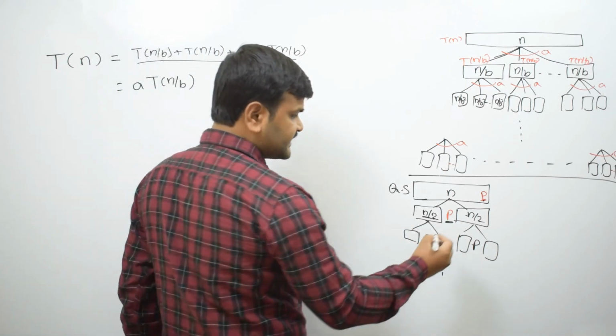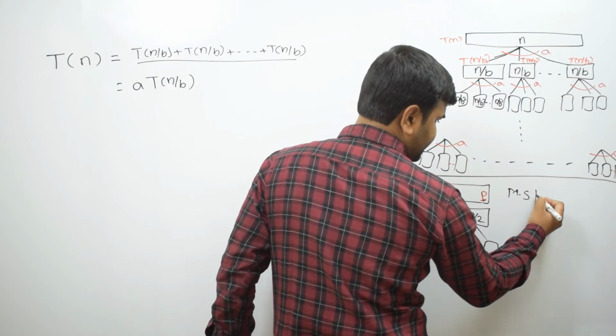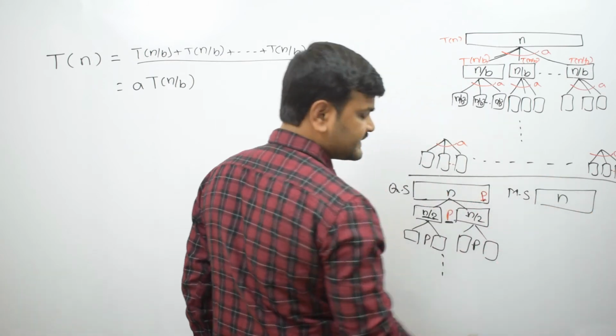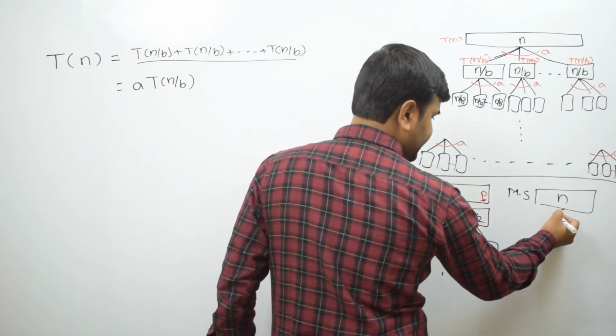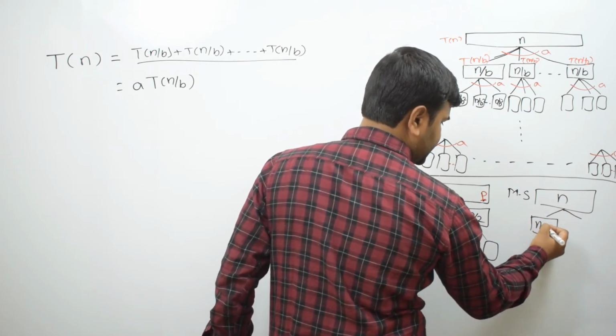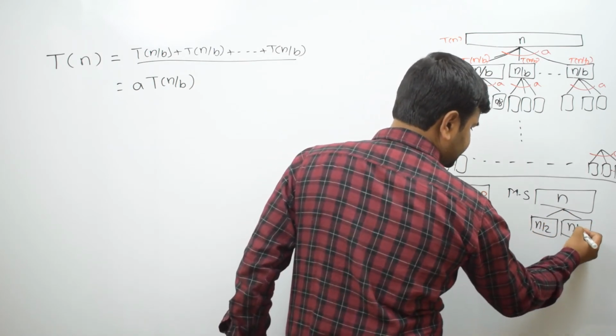If you take merge sort, what is happening? Same thing, n input size. This n input size, we are simply dividing into two subparts. Each subpart size is n by 2.